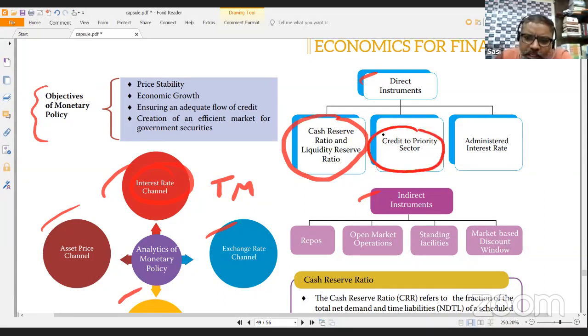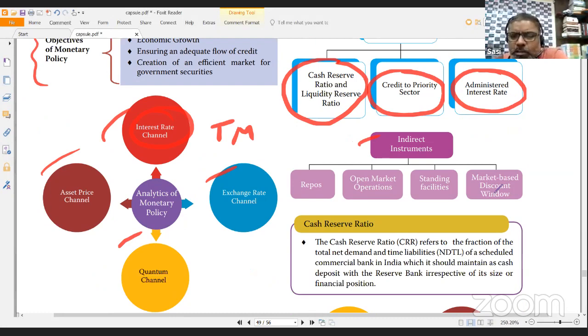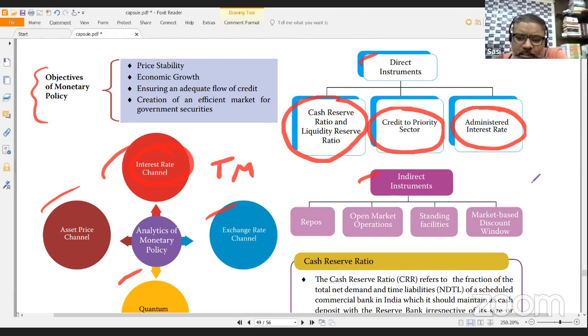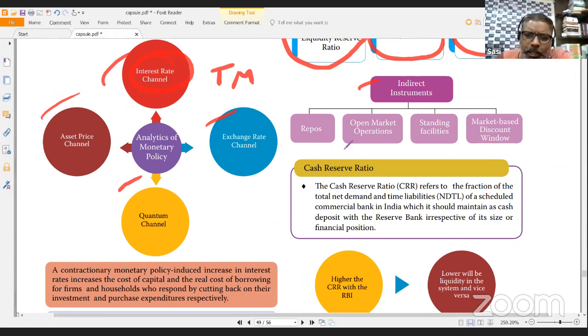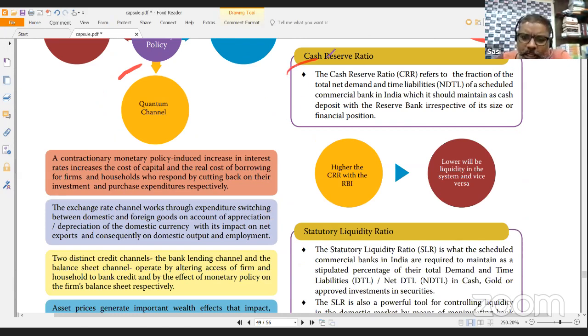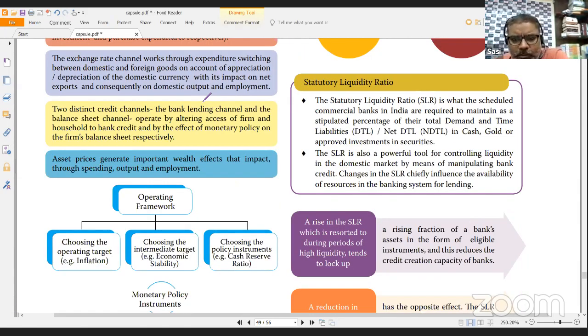And sometimes RBI can direct the banks to give credit to priority sectors in India, like agriculture or MSME sectors. Or sometimes it can have administered interest rates, which rarely happens in India because mostly the banks have the freedom to choose their interest rate. RBI will not directly tell banks what interest rate to charge, but it might indirectly influence the interest rates. How? By creating its own repo operations and open market operations, and creating the MSF, marginal standing facility, with the RBI for the banks, and market based discount windows. These are the indirect instruments, and each of them has its own implication. At a broader level, if you understand each of the implications, that will be clear.